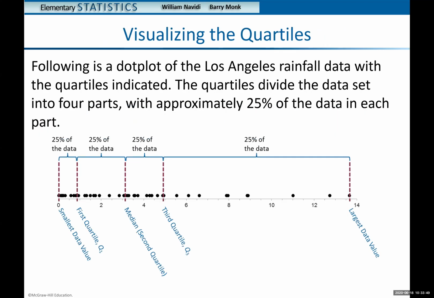All right, so visualizing quartiles here. Following is a dot plot of LA rainfall data with the quartiles indicated. The quartiles divide the data set into 4 parts with approximately 25% of the data in each part. So you have here the median, the third quartile, and the first quartile. You have also the smallest and the largest value. We're going to need this later, the very last objective for this section. We need all these numbers to construct your 5-number summary.